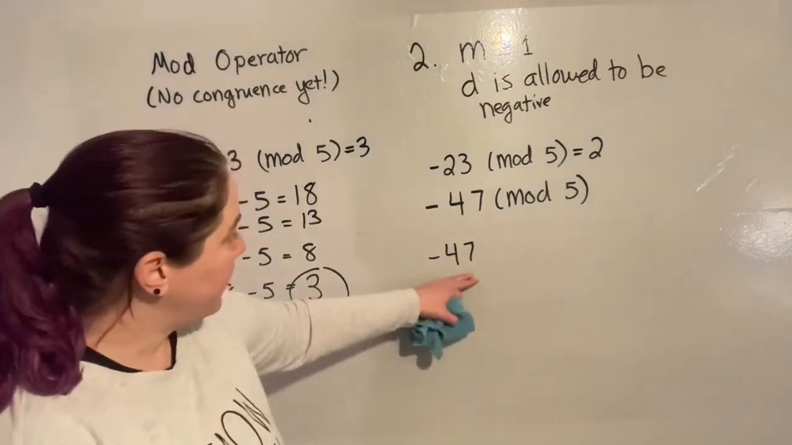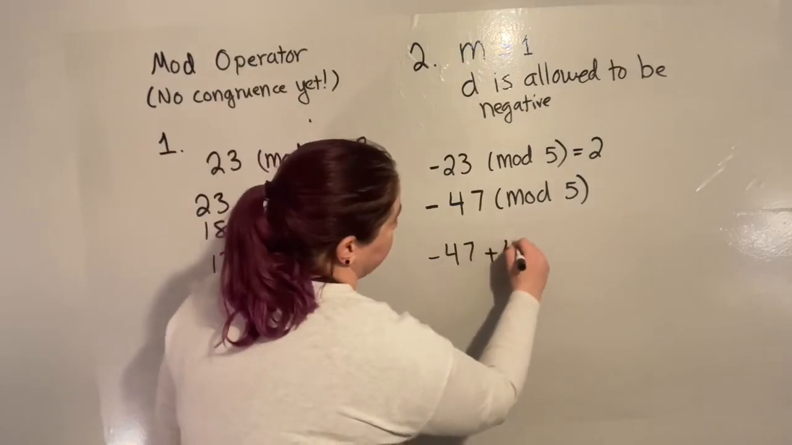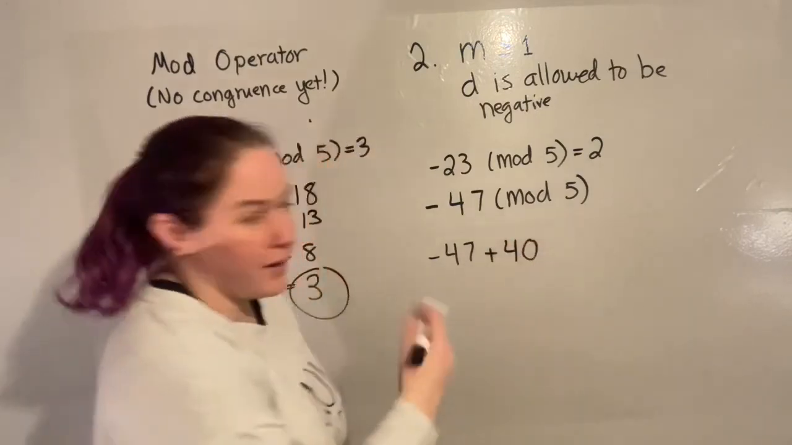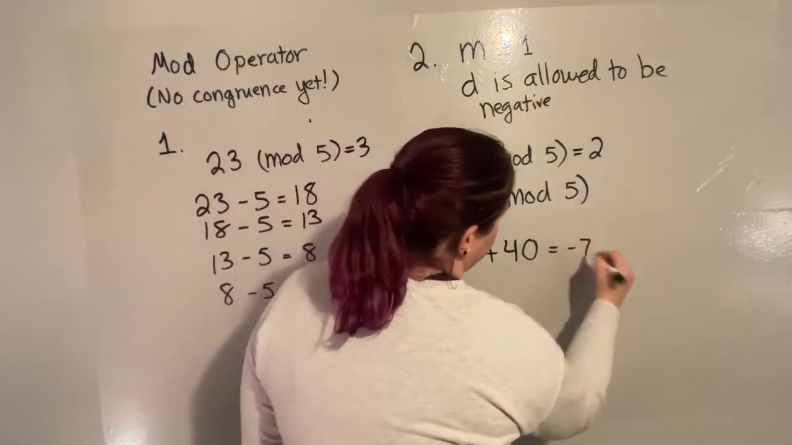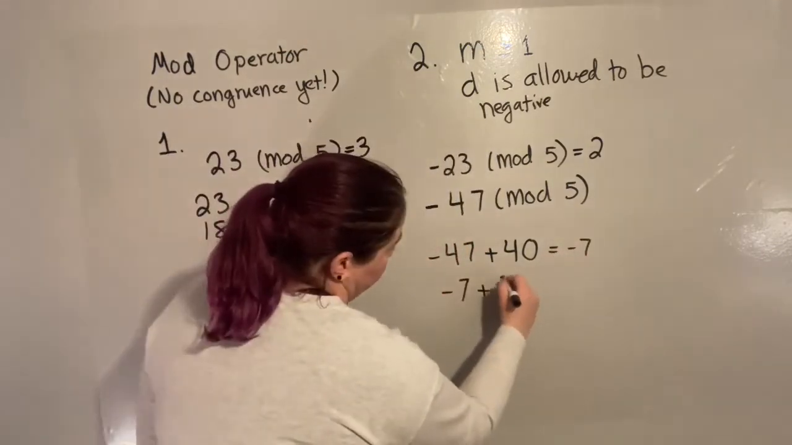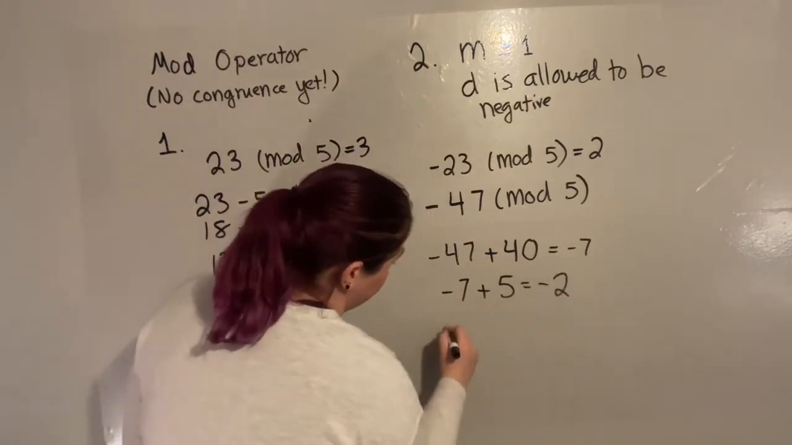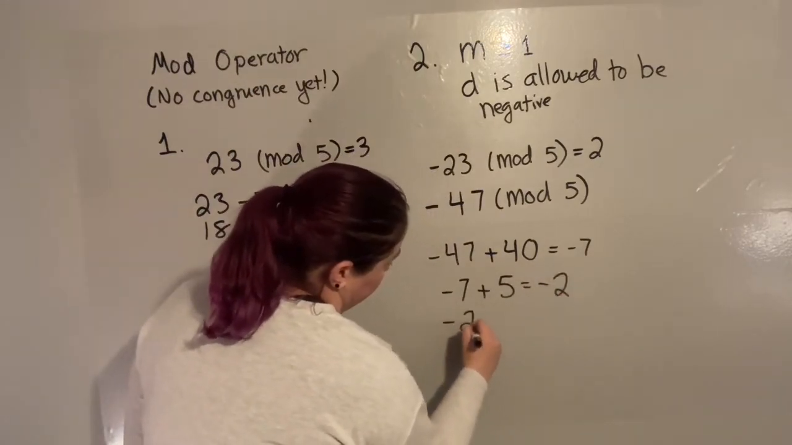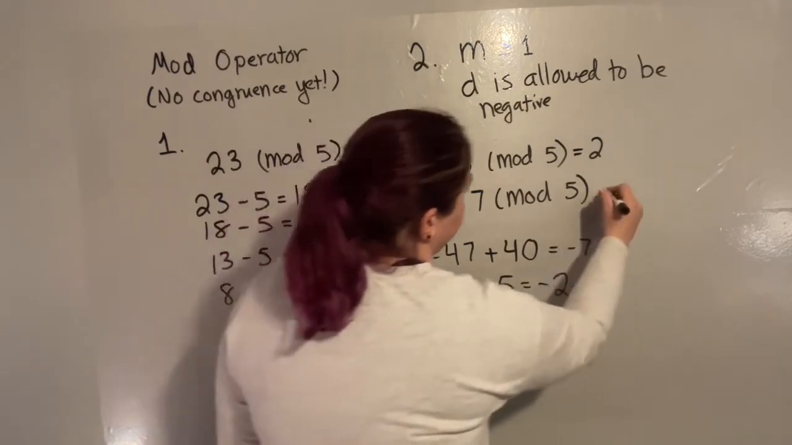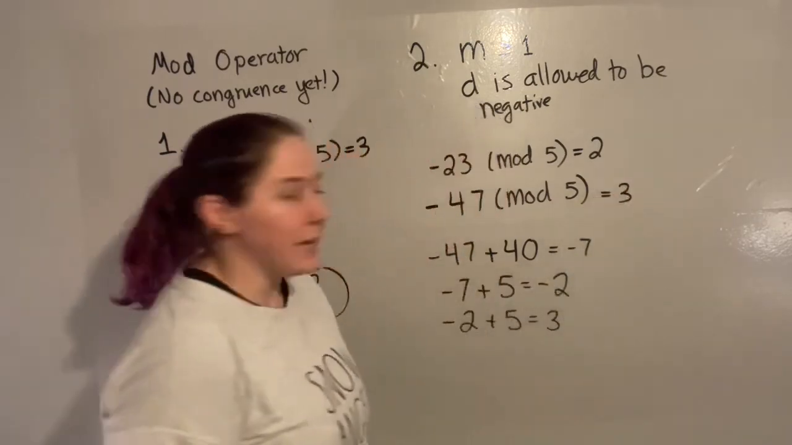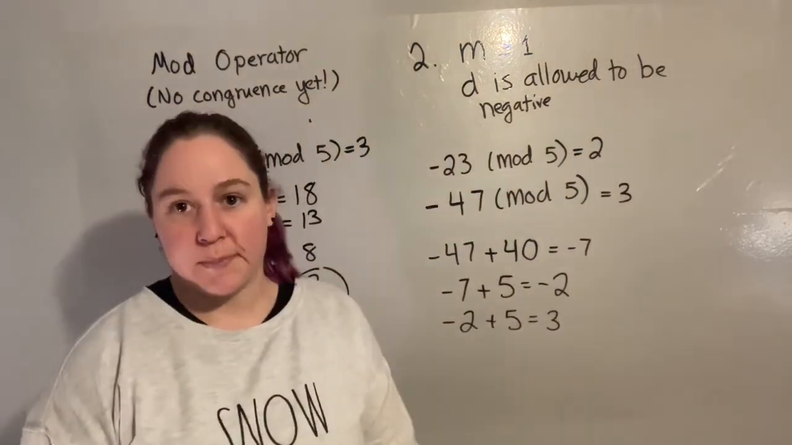But you could also think, okay, I know that 40 is just a bunch of 5s. So instead of adding 5 over and over, I'll add 40 and then get negative 7. And add 5 again if you desire, and you get negative 2. And add 5 again, and you get 3. So really we're just adding 5s or multiples of 5s until we get the smallest positive number.